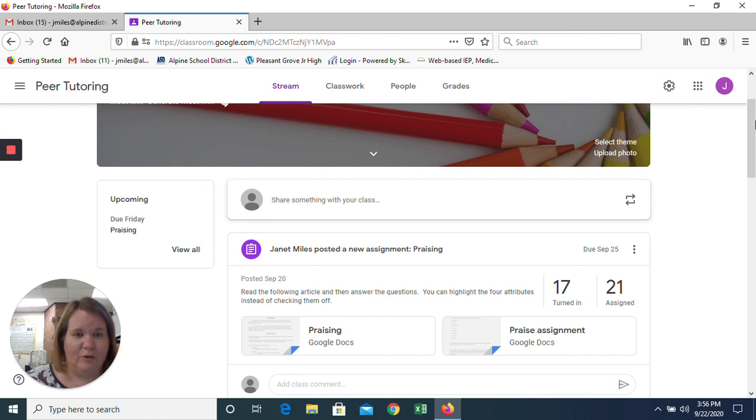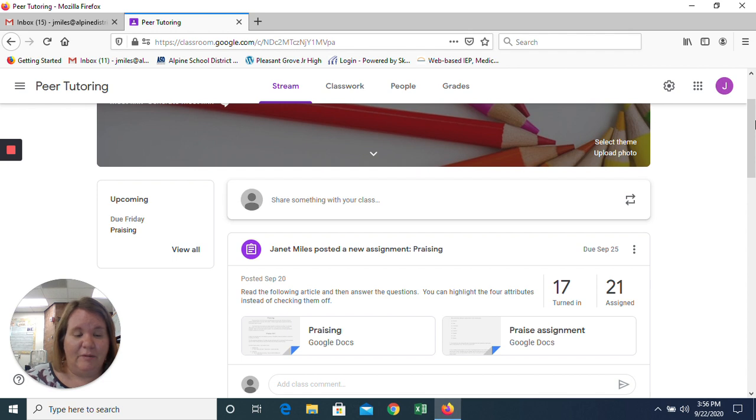The only thing that would hinder them from getting those points would be if they are just not participating for whatever reason. They are looking at their phones all period long, or they're just sitting and doing homework when they're actually supposed to be helping someone, or they're just not following directions. So most of the time my peer tutors get all of those points because I have a really good group of peer tutors.